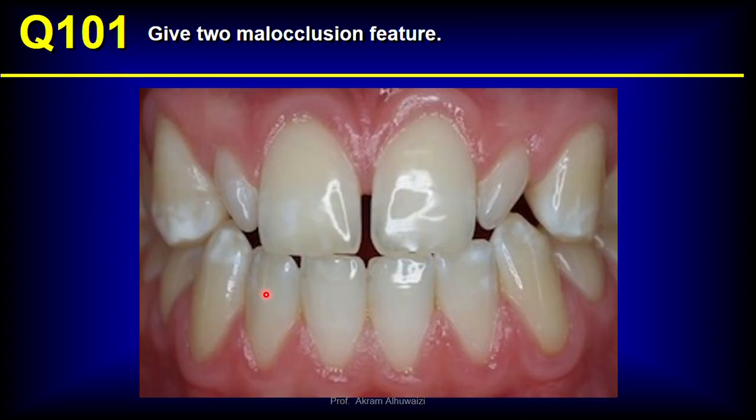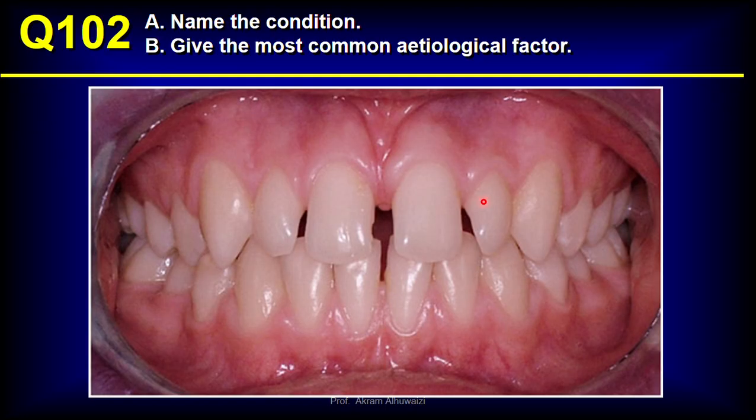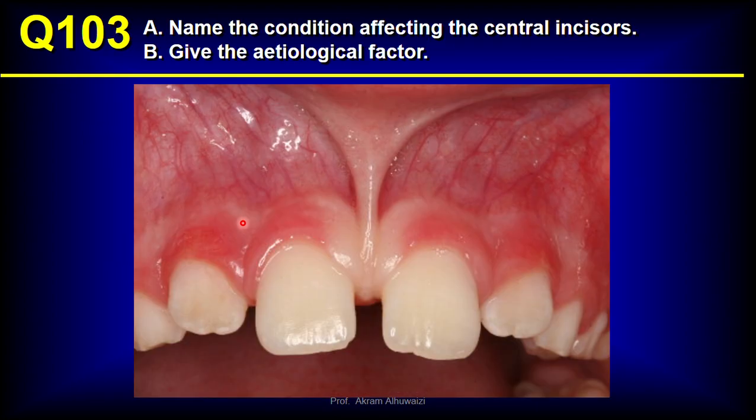Give 2 malocclusion features. That would be a median diastema and peg-shaped lateral incisors. Name the condition. This is a generalized spacing. It's not just a median diastema. And the most common etiological factor is small teeth associated with a larger arch, so it's a discrepancy between the arch size and the jaw size.